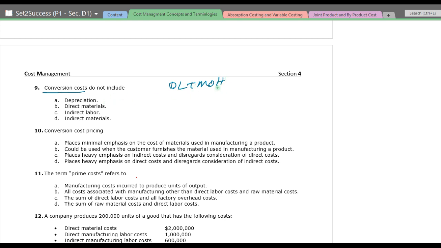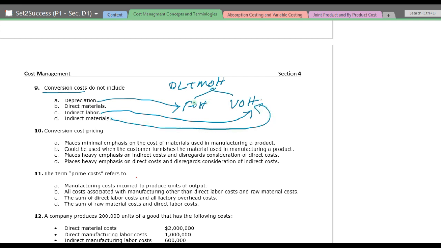So manufacturing overhead consists of fixed overhead and variable overhead. Depreciation is fixed overhead. Direct material, okay. Indirect labor is variable overhead, and indirect material is variable overhead. So direct material is the correct option, because depreciation is fixed overhead, which comes under manufacturing. Indirect labor is a variable overhead that comes under manufacturing, and indirect material is variable overhead that comes under manufacturing. So the correct option is direct material.